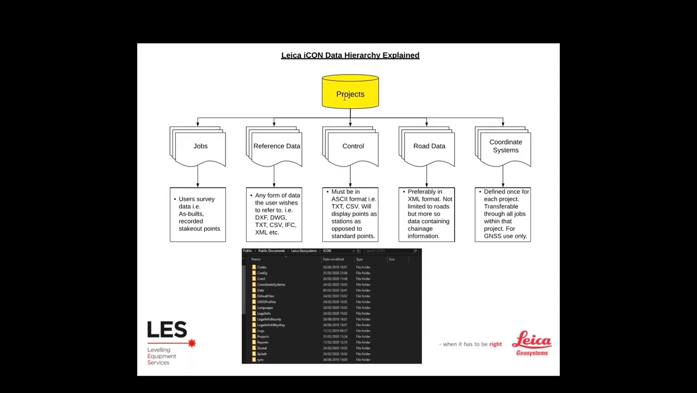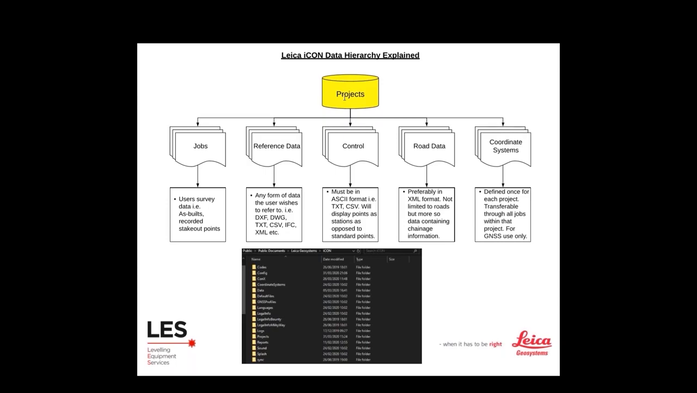Reference data is the most commonly used form of import. It generally refers to any form of data that iCON can actually handle that we want to refer to or use for manipulation or staking out. So, i.e., DXFs, DWG, CAD files, text, CSV, IFC BIM files, XML raw files, or anything that iCON can handle. Next, then we have control.